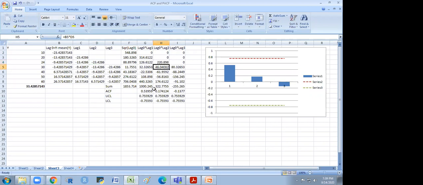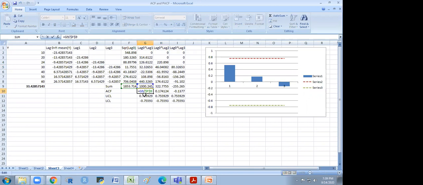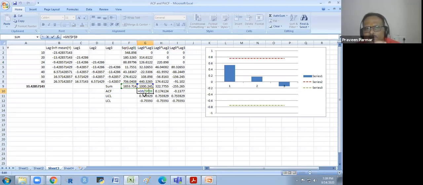Sir, will you provide this Excel sheet also? Yes, sir, sorry, sir. Just now I could not join because I had an office meeting. I will provide this today, sir.